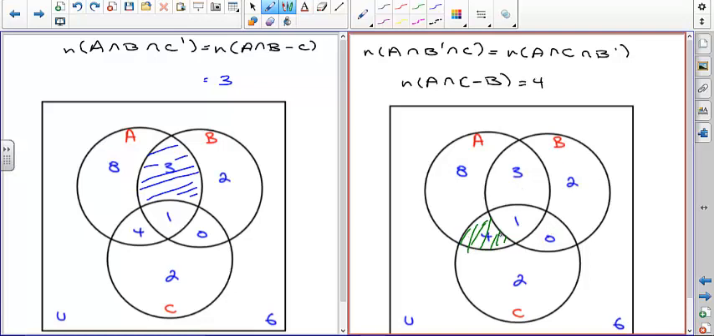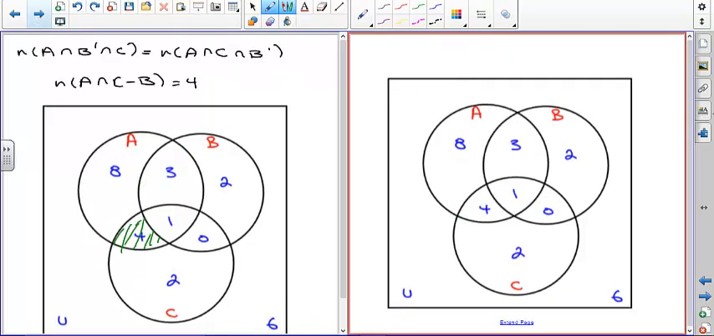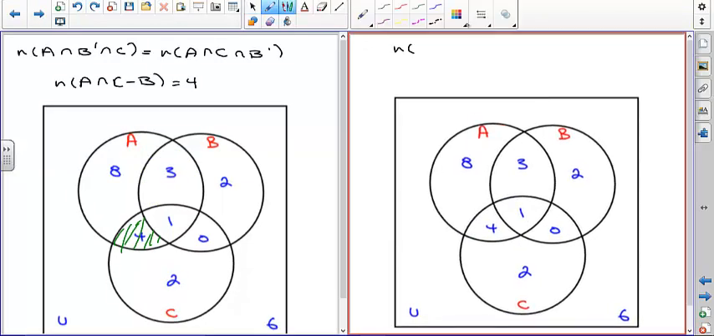So we've done that one, that one, that one. We're going to do the next one. So if we look at the number of elements in the intersection of sets A complement, B, and C. So first one was C complement, B complement, now it's A complement. So you can change the order. B intersect C, intersect A complement. So just move that to the end.